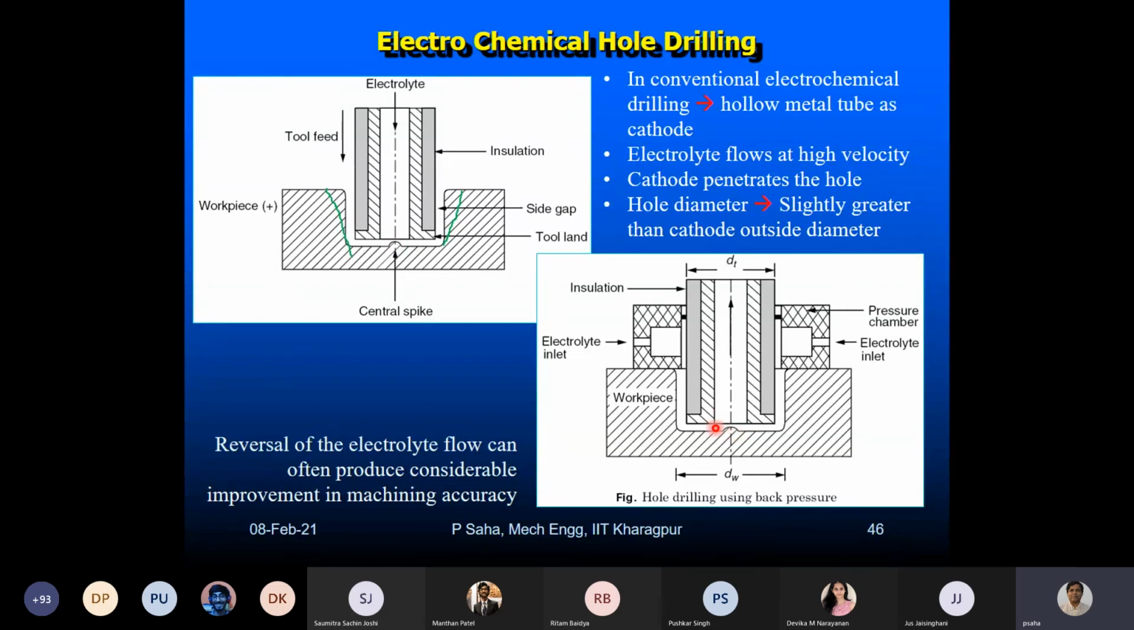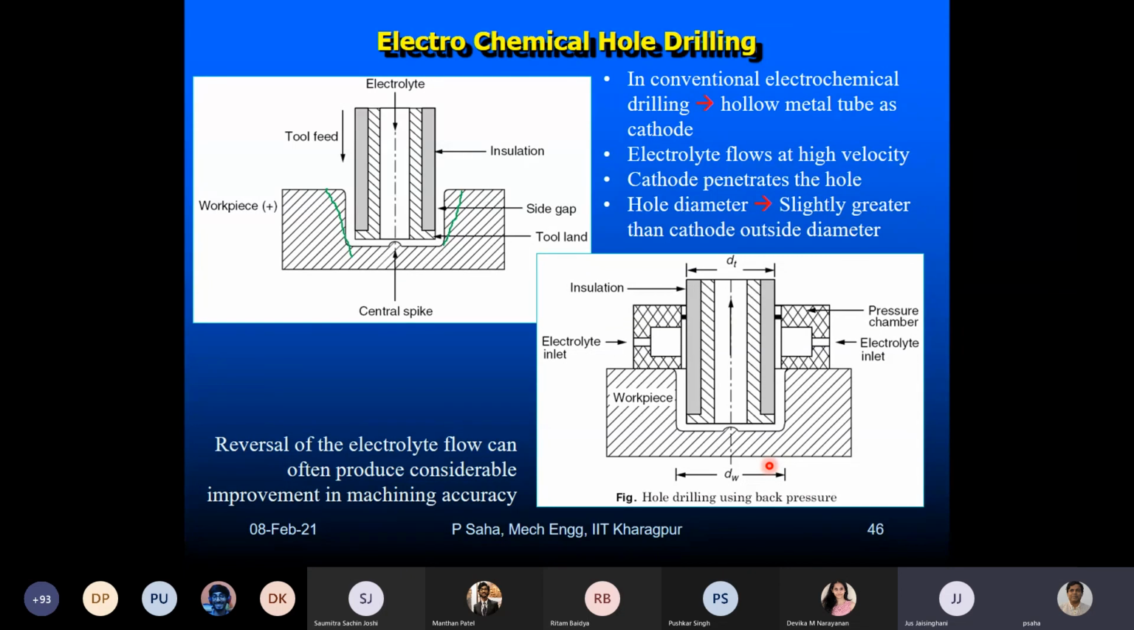There will be something because this central portion has no metal over here. But because of the electrolyte contamination and insoluble nature, this peak will be slightly machined, and it will come out through this. So that is what you said: the reversal of the electrolyte flow often produces considerable improvement in the machining accuracy. Machining accuracy means this sharpness will be flattened out. But again, if you really want to make it completely flat, probably some post processing is required.